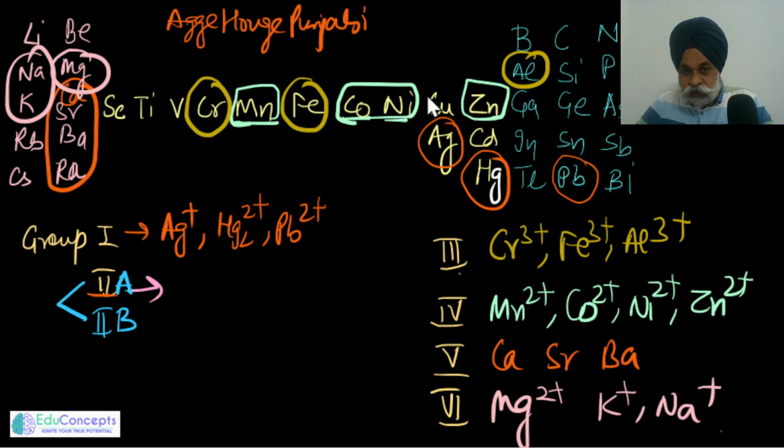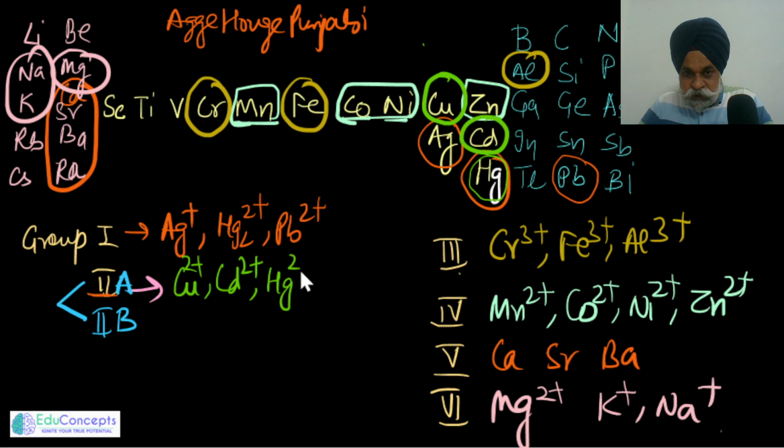Whatever cations you could see in the second transition series, we are left with copper. Let me take a different color for this. One is copper, and we are left with cadmium. So I will mark copper. This is also said to be the copper group: copper 2 positive, cadmium 2 positive. And this is also an overlapping one, Hg 2 positive. At times you would also see bismuth 3 positive here, and along with that Pb 2 positive is also seen. So bismuth comes and at times lead gets overlapped here, and this is group 2.